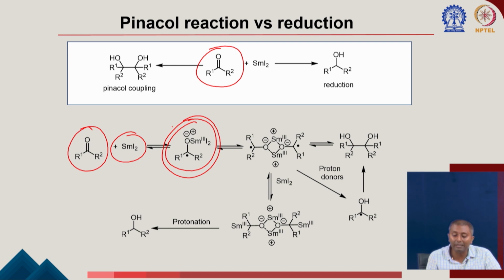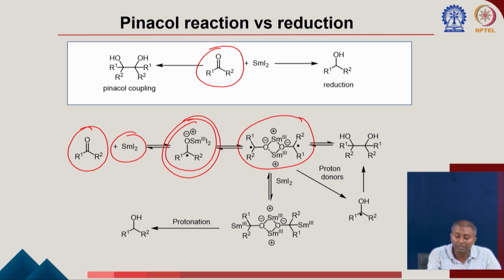First thing is it can form this species here. You can see that it can go for another molecule of this, so two of the molecules can form this species, taking two of the samarium unit. So, after that it can convert here. So how is this conversion happening?